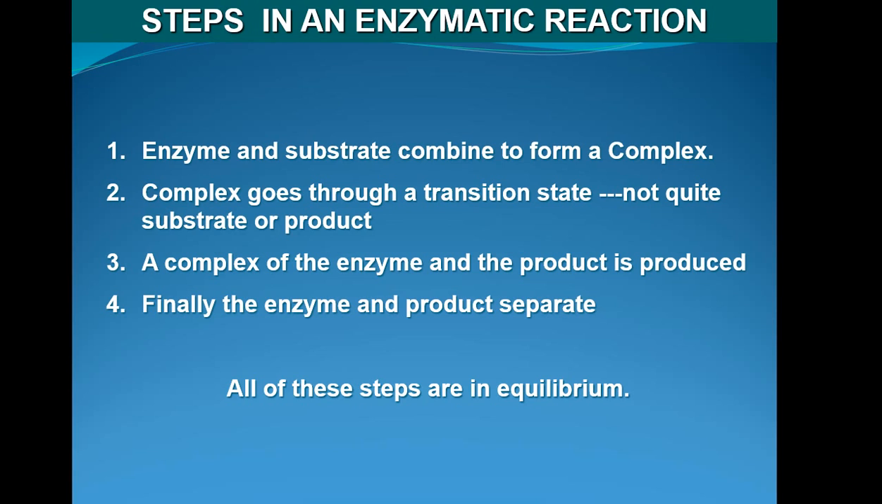The first step in an enzyme catalyzed reaction is that enzyme and substrate combine to form a complex. That complex is called the enzyme substrate complex. And the second step in the enzymatic reaction is that the complex, that is the enzyme substrate complex, goes through a transition state. Means it is not quite substrate or even a product. So it is an intermediate stage between substrate and products, that is called a transition state.